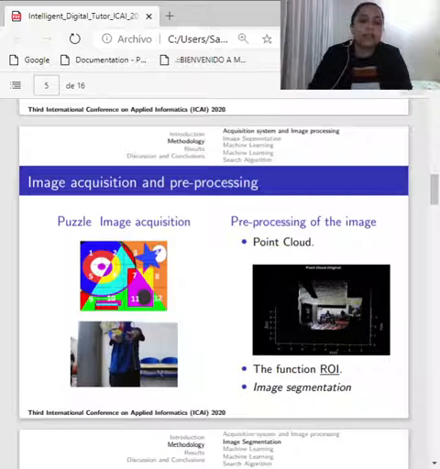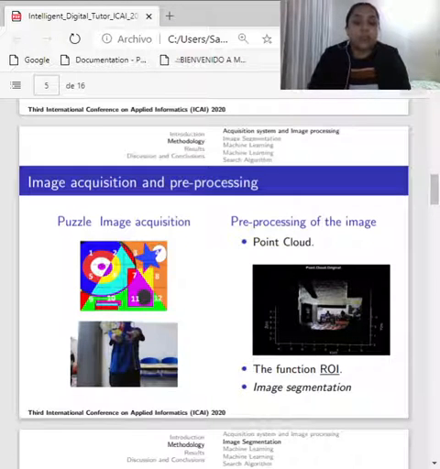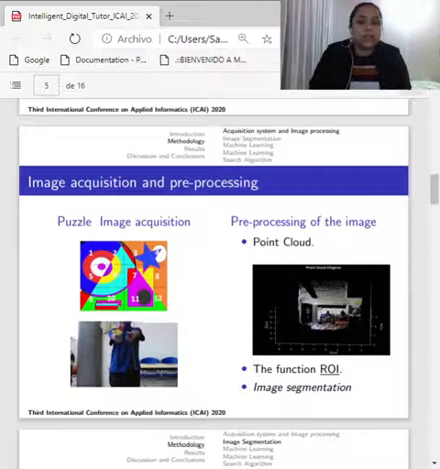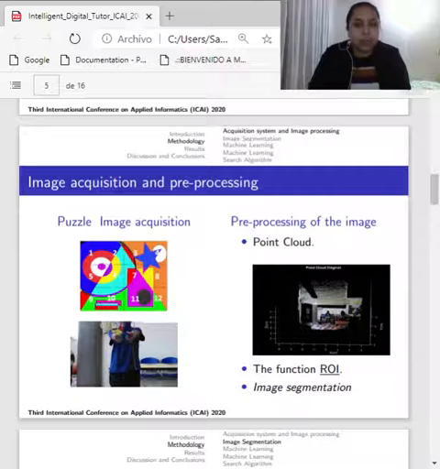So finally, we have a new image with the pieces of the skin, which are eliminated with the HSV region. We will see this part in more detail in the next slide.